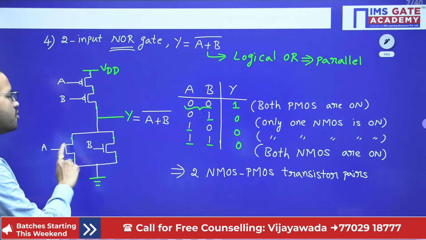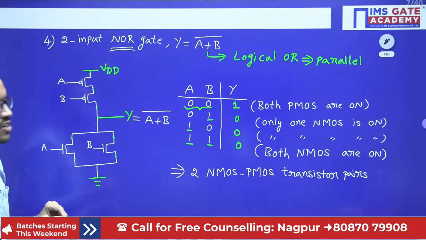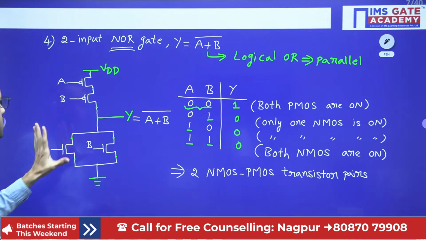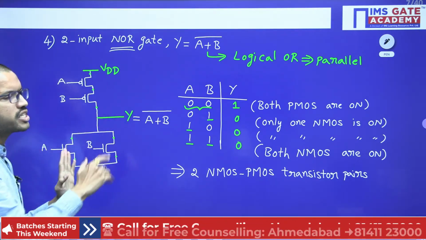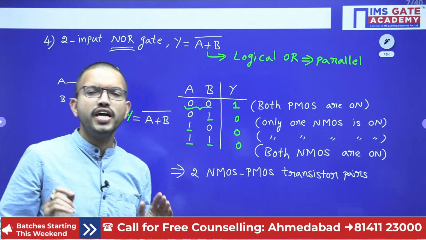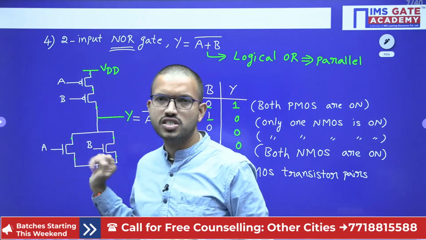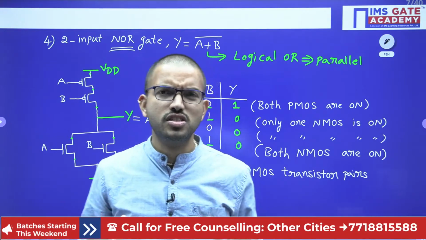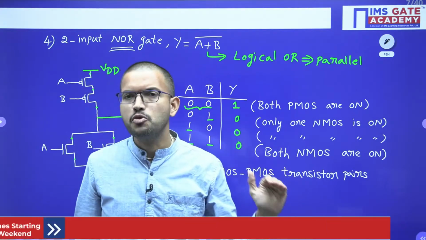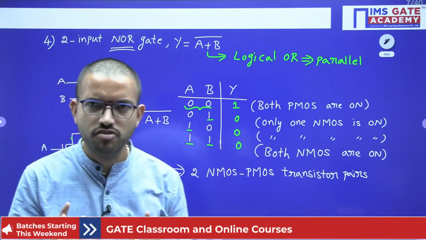That means here both NMOS will be off, like that. So that means total count wise, out of 4 transistors, only 2 transistors are on. That means if you are having 100 transistors, 50 PMOS transistors and 50 NMOS transistors, out of 100 transistors, throughout the operation, only half of the total number of transistors will be on.